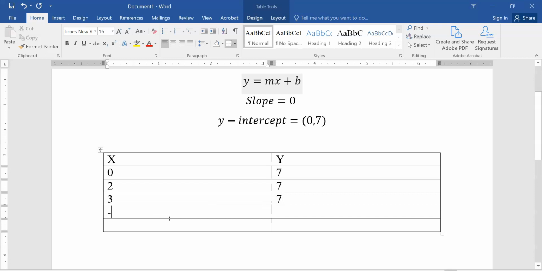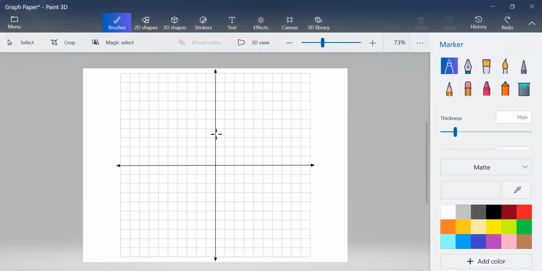Or if I chose a negative 3, or if I chose a negative 1. Basically, put any number you want in for the x value. The y value has to be 7. Now this means it's pretty easy to graph. So when we go to our graph, I go (0, 7), 2, 3, 4, 5, 6, 7 is right there.